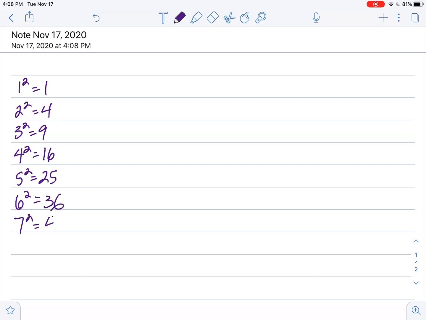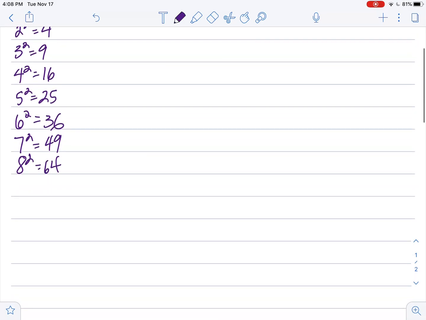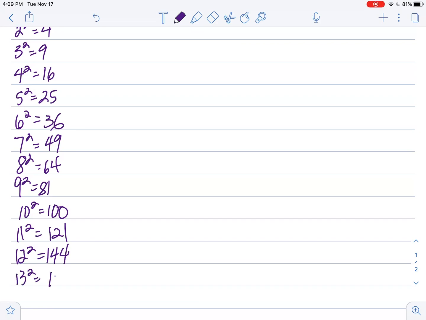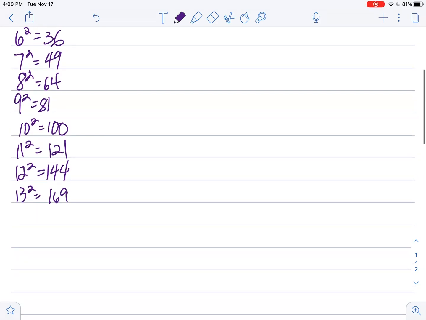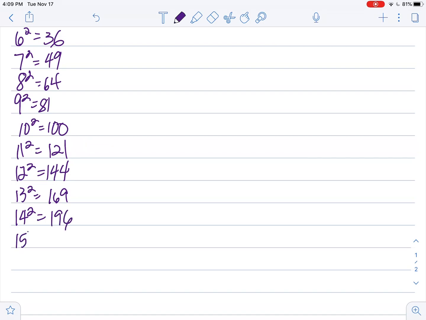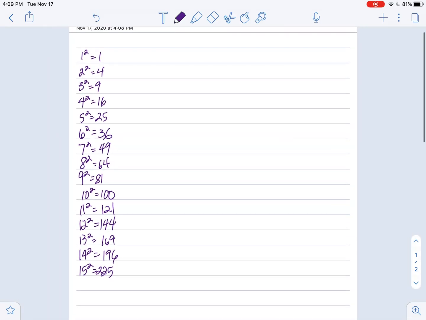5 squared is 25. 6 squared is 36. 7 squared, 49. 8 squared, 64. 9 squared is 81. 10 squared is 100. 11 squared, 121. 12 squared, 144. 13 squared, 169. 14 squared, 196, and 15 squared is 225. Okay, you have to know these to do this way.